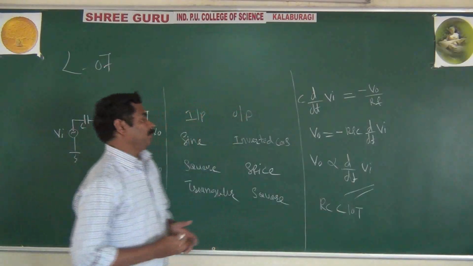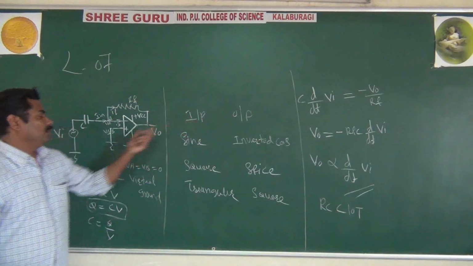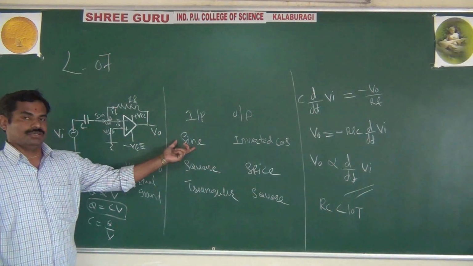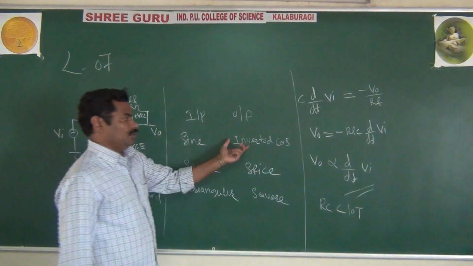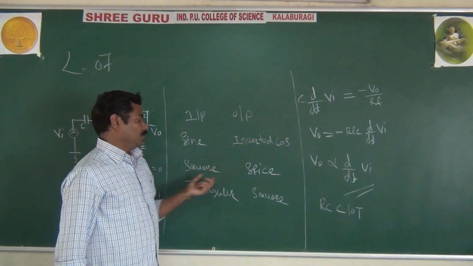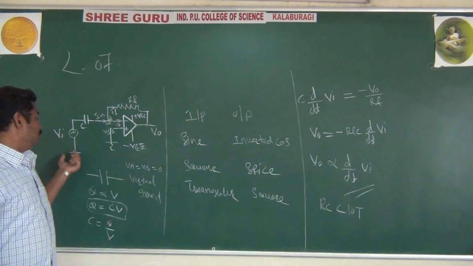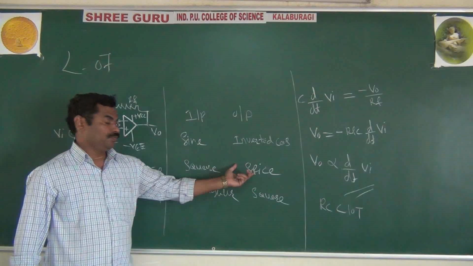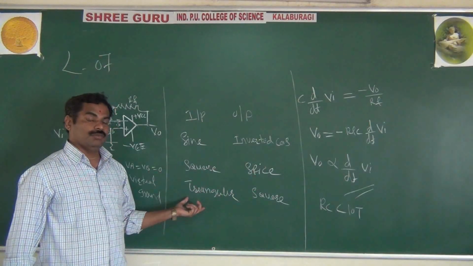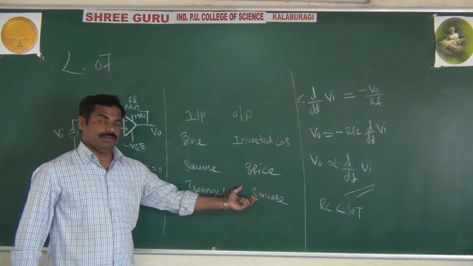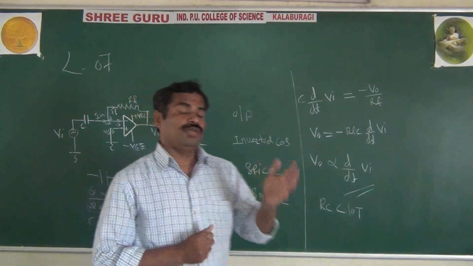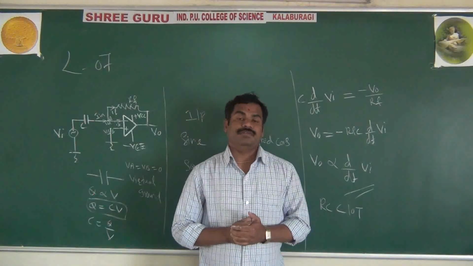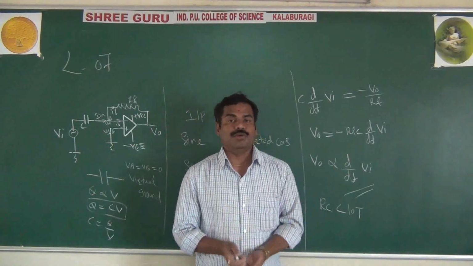It means in your differentiator, if you apply a sine wave signal at the input side, in the output you get the inverted cos. If you apply the square wave at the input side, you get the slice in the output. And if you apply the triangular wave at the input side, you get a square wave output. This is how your op-amp is used as a differentiator. Maybe you have followed. We will go for the next one.